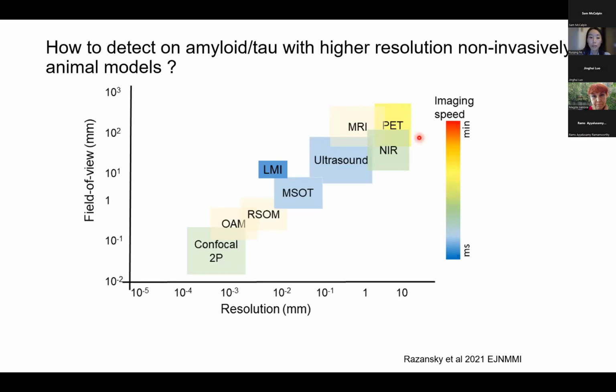So there has been recent development at the mesoscopic level. For example, MSOT, multispectral optoacoustic tomography, has the unique capacity to image at a mesoscale resolution and field of view with very high imaging speed in comparison to the PET method.